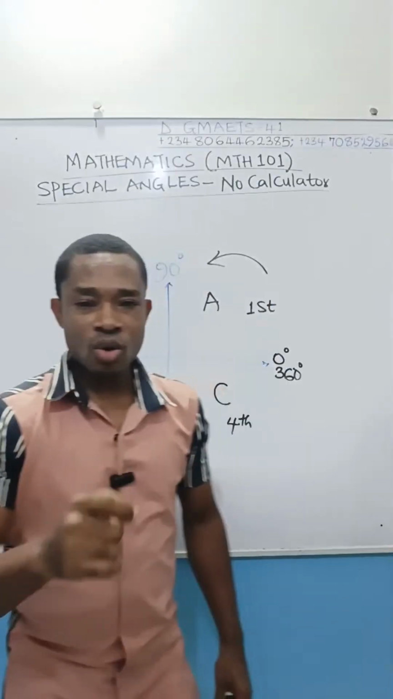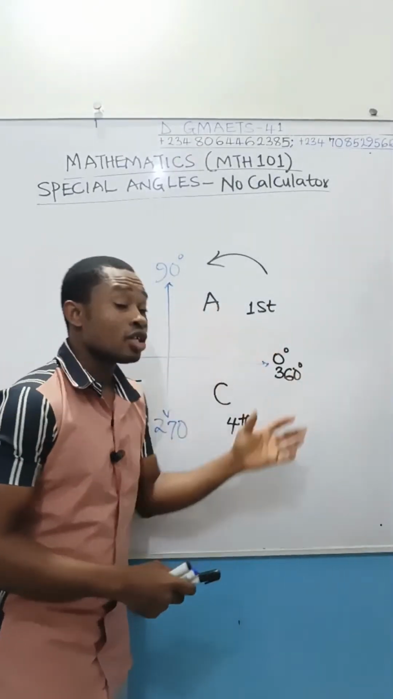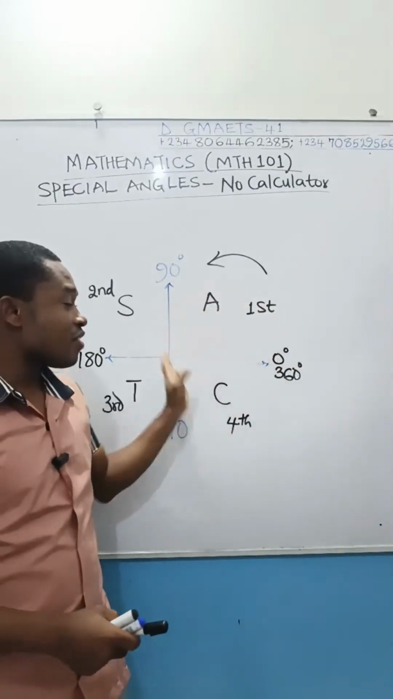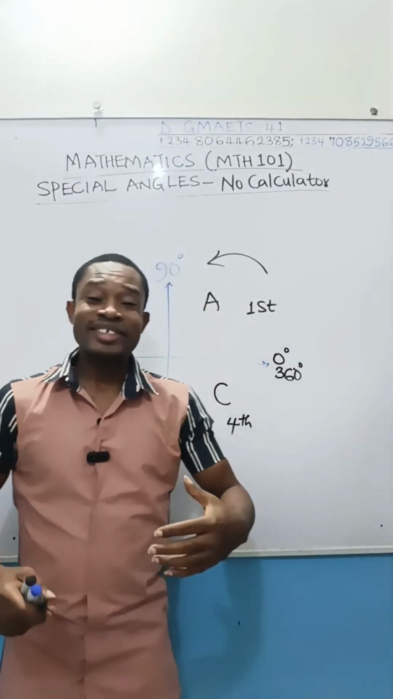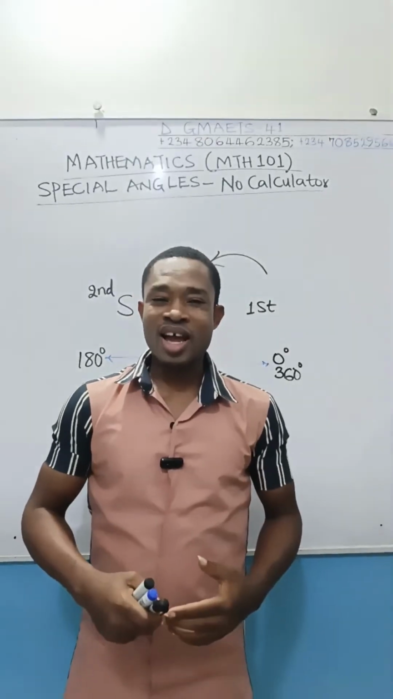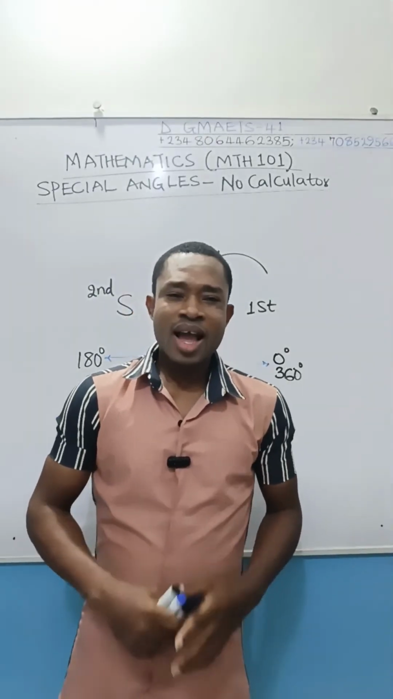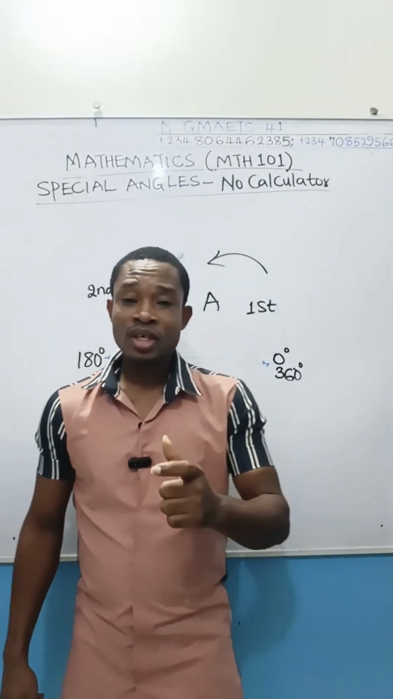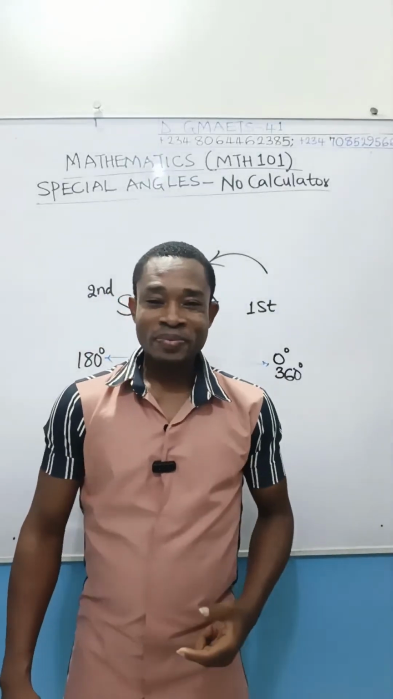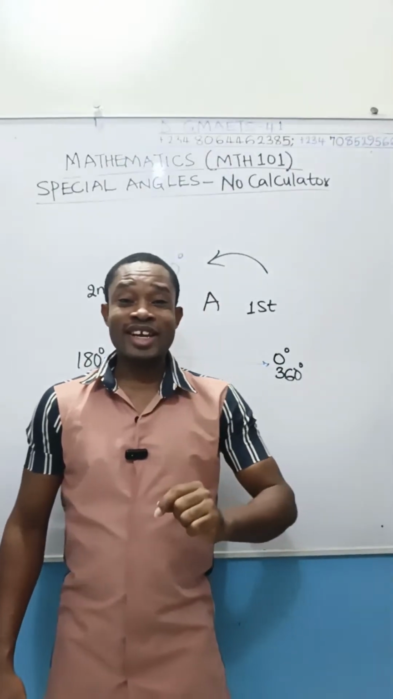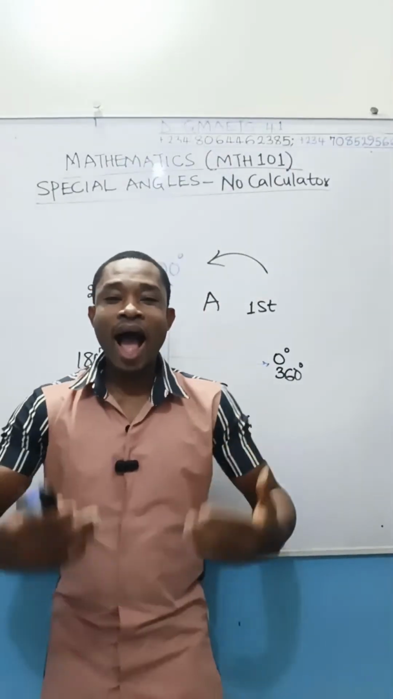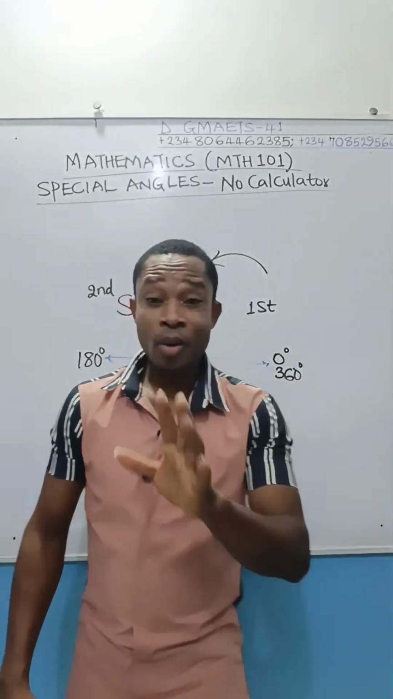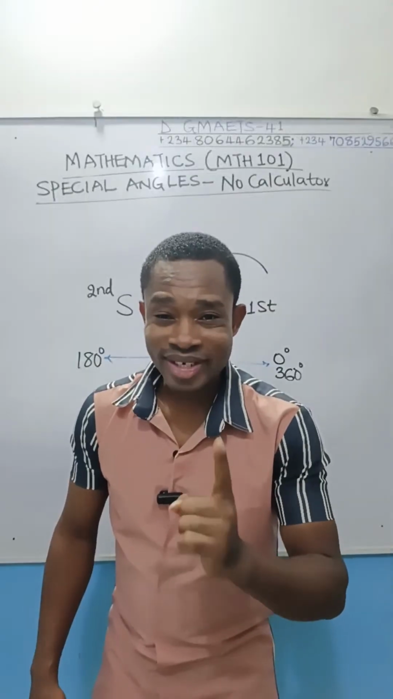Now what we are going to do quickly is to generate some other angles from here. These 5 angles you see here from 0 to 360 degrees are special angles. However, there are other special angles within them that you need to know. So the first thing we are going to do in this class is to determine how you can identify your special angles. Don't play with this class.